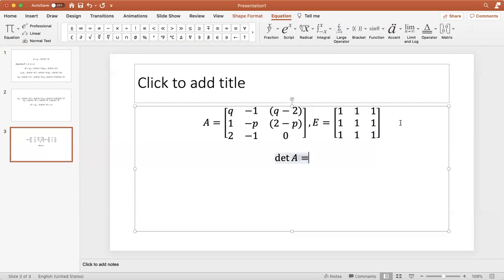Okay, so let's get the determinant of A. Again, as I mentioned in the tutorial videos, in getting the determinants, choose the row that has the most number of zeros. So in this case, you have row 3. To get the determinant, you multiply the first element in row 3, which is 2, with the resulting submatrix obtained by deleting the row and column where 2 is located. Since 2 is in the third row, first column, you delete the third row and the first column. So you get the determinant of a 2 by 2 matrix that contains negative 1, q minus 2, negative p, and 2 minus p.